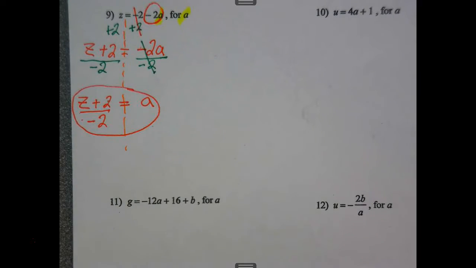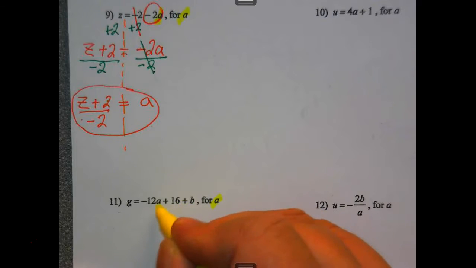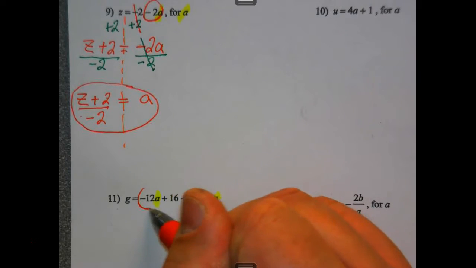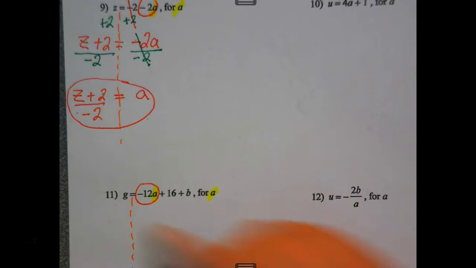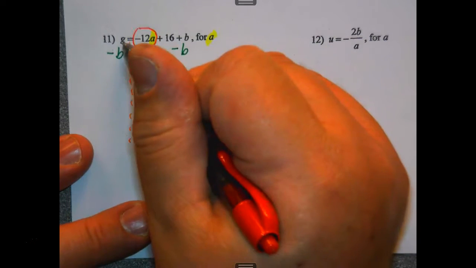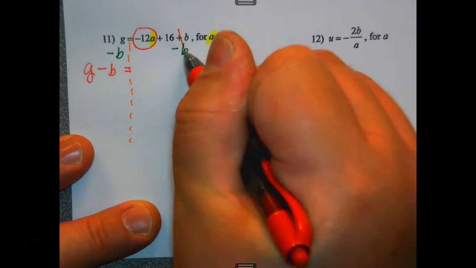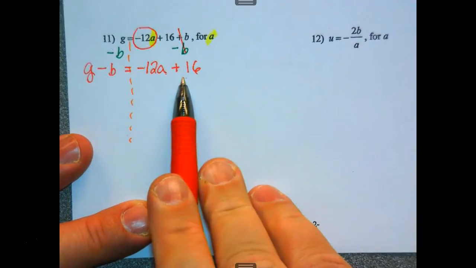Number 11, we're solving for a. See, my a is right here, so I have to get that term by itself. So I'm going to get rid of everything else. I'm going to subtract b. So I get g minus b equals -12a plus 16. Got to get rid of the 16.